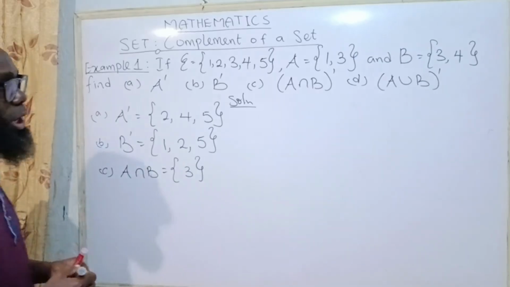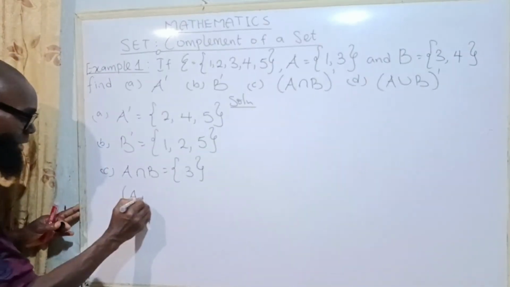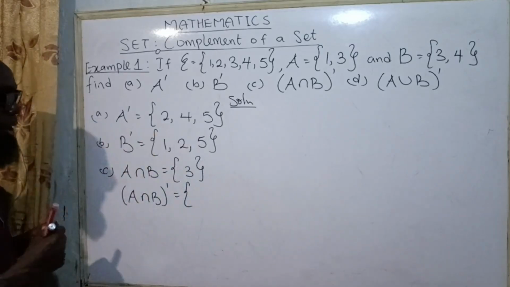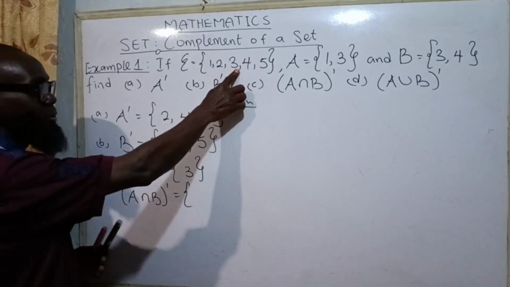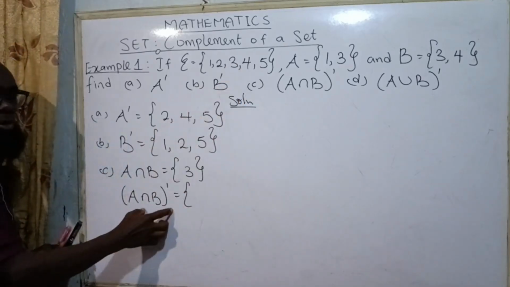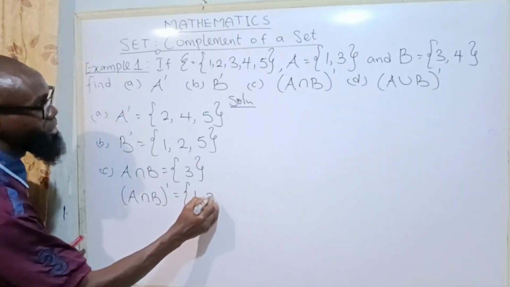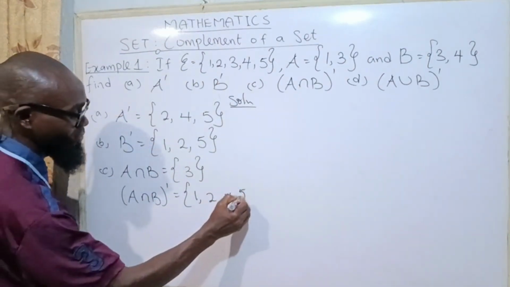Now we proceed to the complement of it. So we now have open bracket A intersection B close bracket complement. When you remove this element 3 from the universal set, the remaining ones are the complement of A intersection B. So when we remove 3, we have what? We have 1, 2, we remove 3, then we have 4, and what? 5.